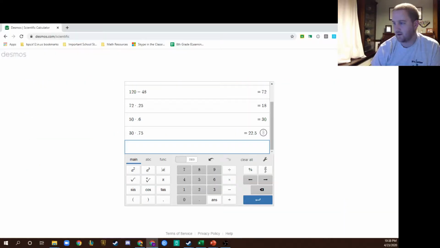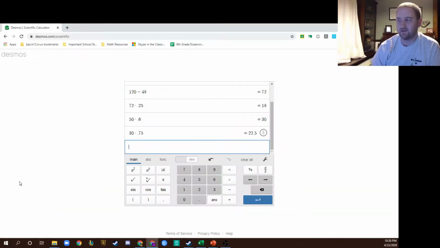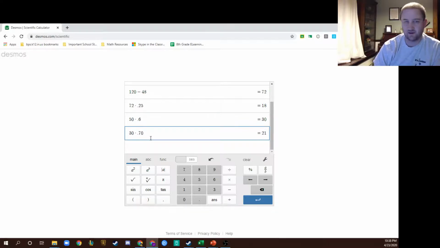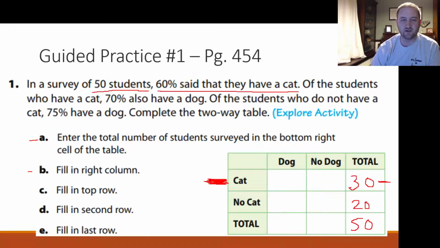Did I do that right? No, I did not. I was like, wow, how can we have 22 and a half students? Yeah, I made a mistake. All right, let me erase this. I put 75%. It should actually be 70%. So 70% of 30 is going to be 21.